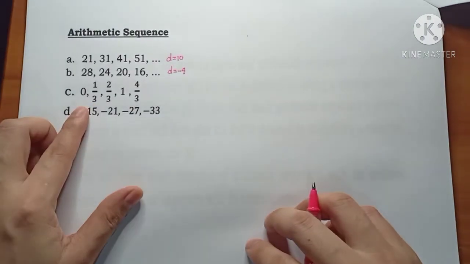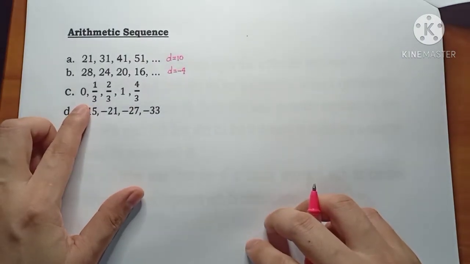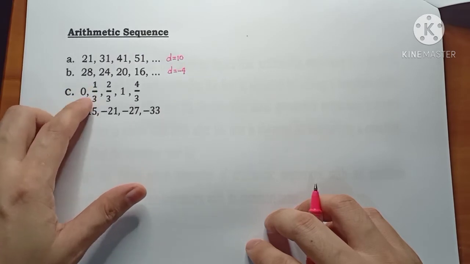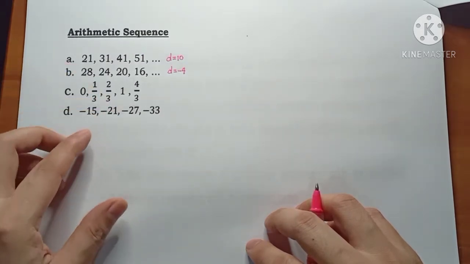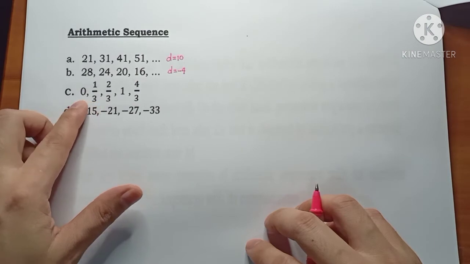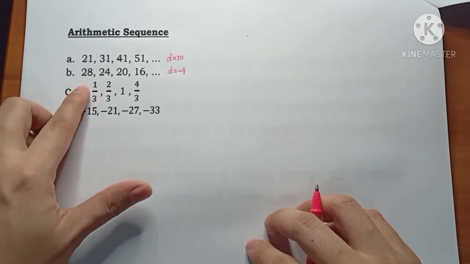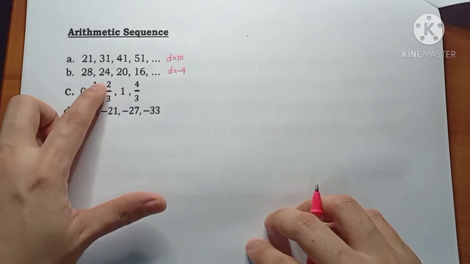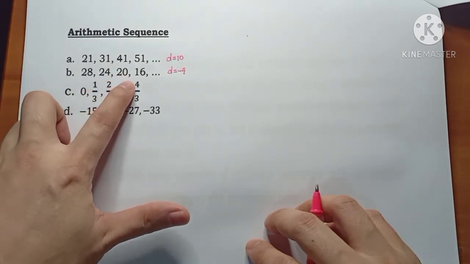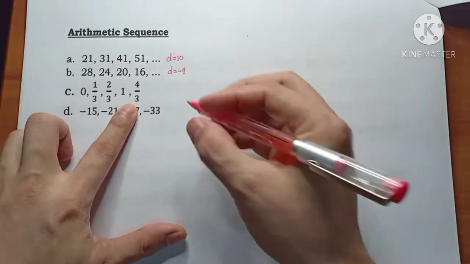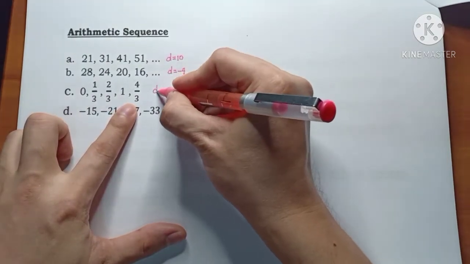Now, how about letter C? So 0 becomes 1/3. So kukunin natin ang kanyang common difference. 1/3 minus 0 is 1/3. 2/3 minus 1/3 is 1/3. 1 minus 2/3 is 1/3. And 4/3 minus 1 is 1/3. So, ang common difference natin dito is 1/3.